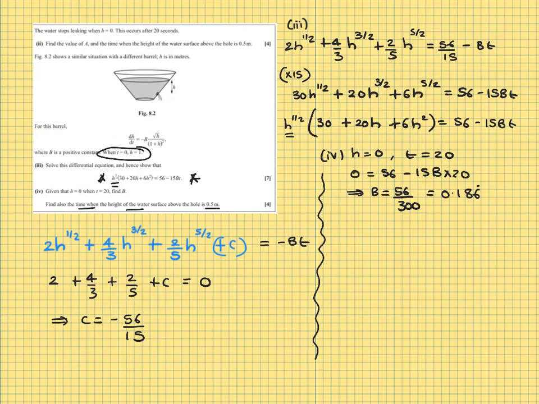So for the last part of this question, we want to make h equal to 0.5 and find the value of t.